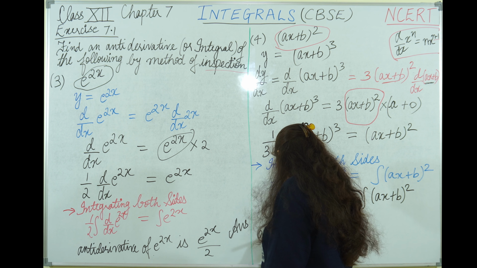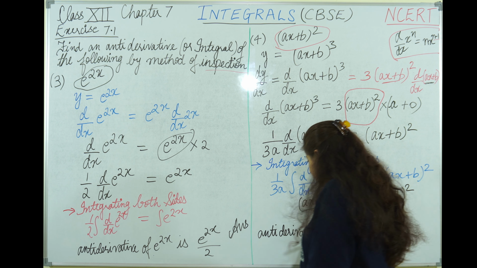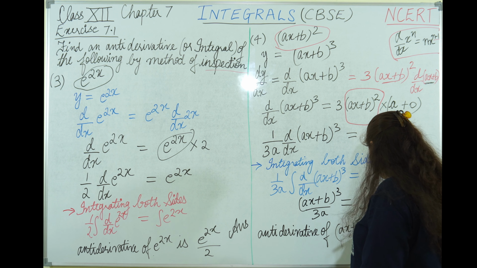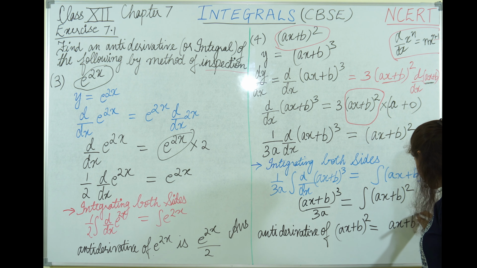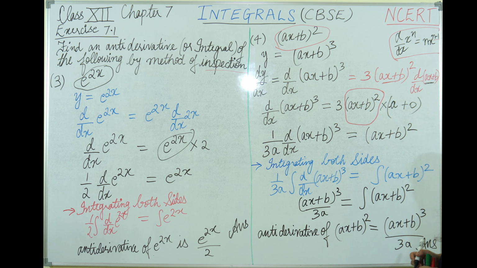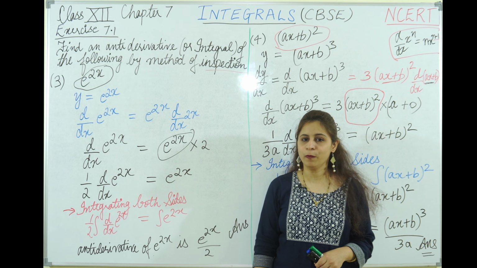So the antiderivative of (ax plus b) whole square will be equal to (ax plus b) whole cube upon 3a as my answer. In this manner we need to proceed with such types of questions.